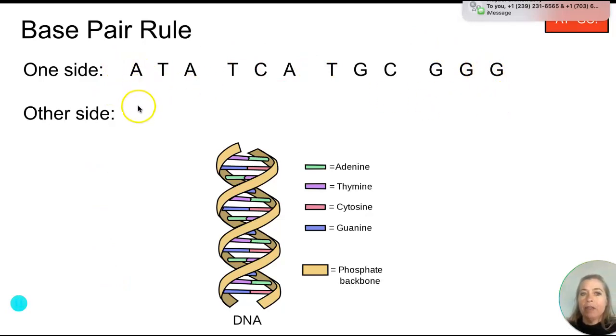A would pair with T. T would pair with A. A would pair with T. T would pair with A. C pairs with G. A, T, T, A. G pairs with C. C pairs with G. And here, this one would be C, C, C.